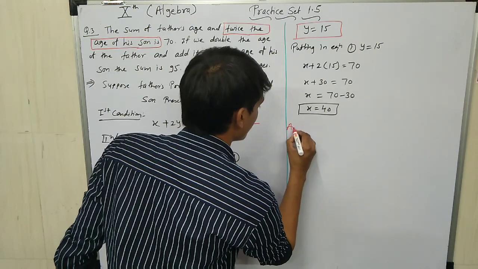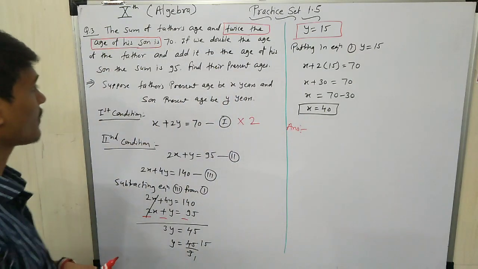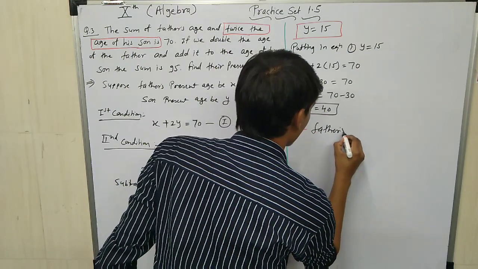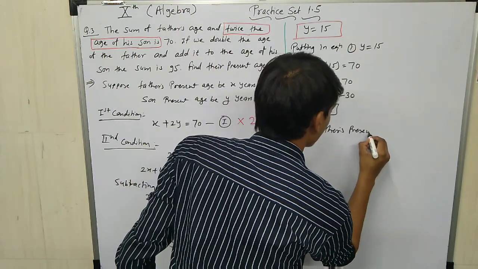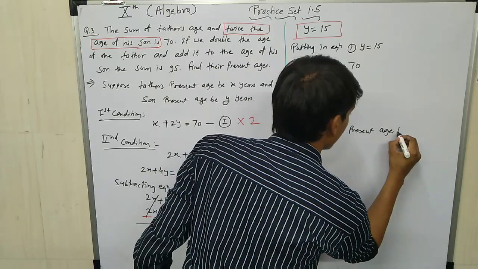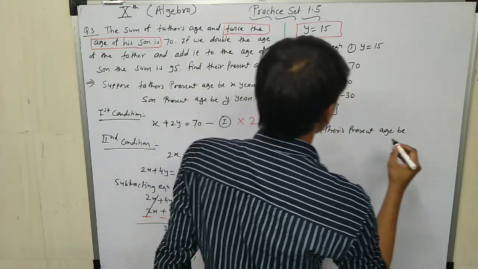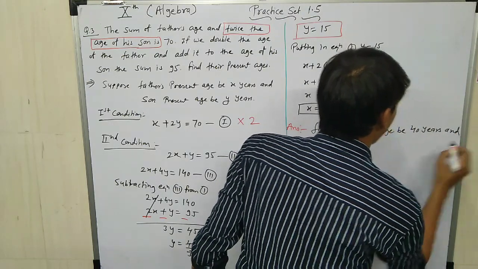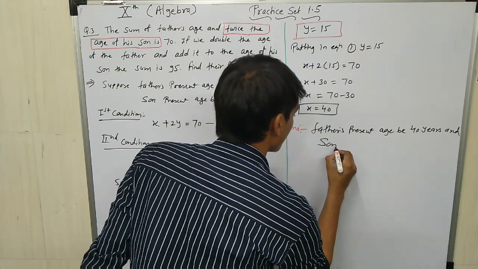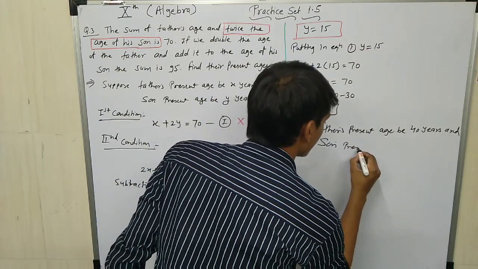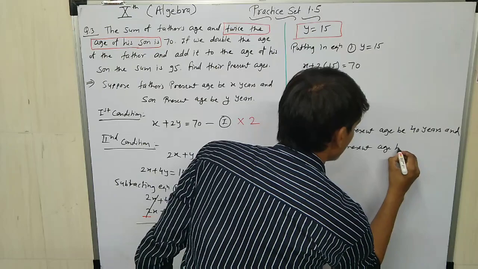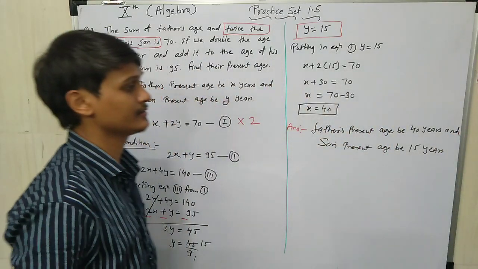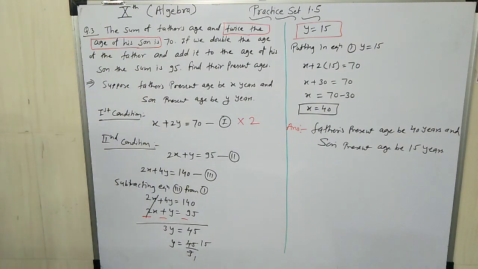Now write down here the answer. Father's present age will be 40 years and son's present age will be 15 years. Got it?